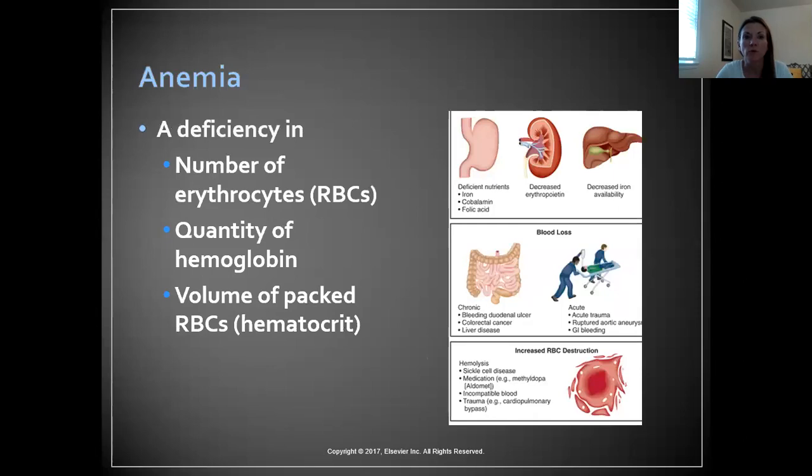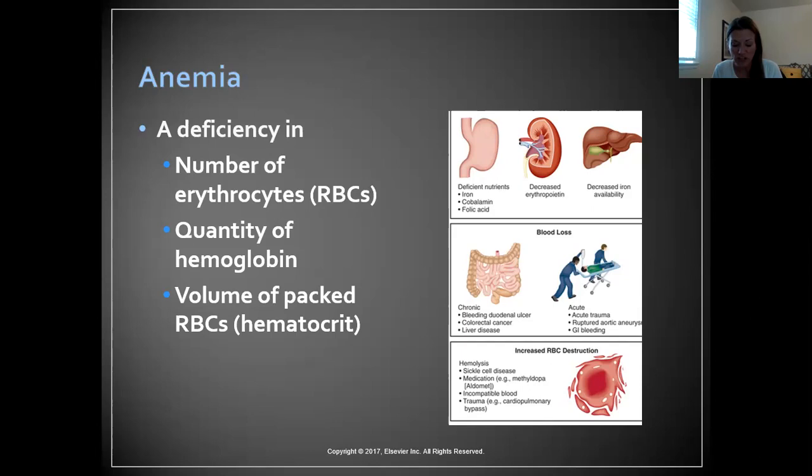So moving on to problems with the hematologic system. The first one we're going to talk about is anemia. Anemia is a deficiency in the number of red blood cells, or the quantity and quality of hemoglobin, and/or the volume of packed red blood cells. It is a common condition with many causes, such as blood loss, impaired production, and increased destruction of red blood cells. Blood loss can be from acute causes such as trauma or GI bleed, as well as chronic causes such as liver disease or duodenal ulcers.